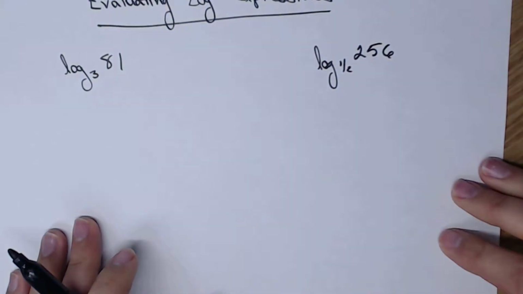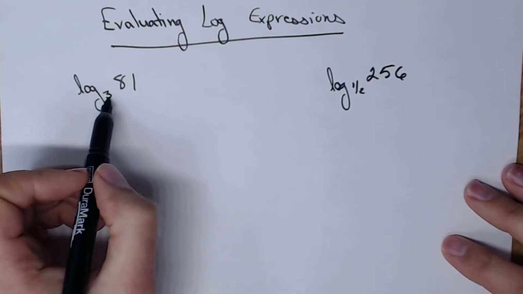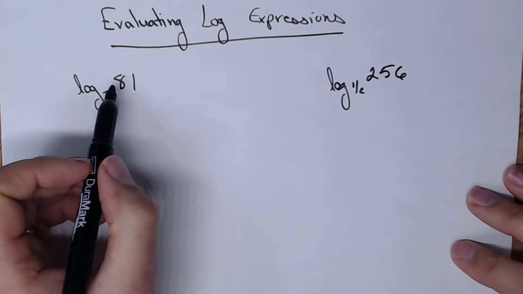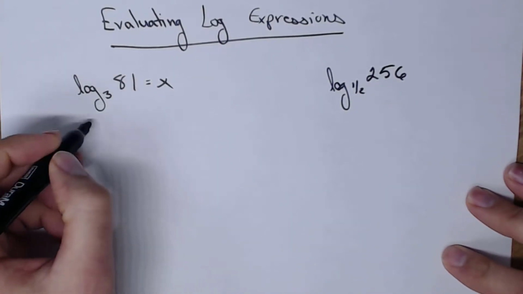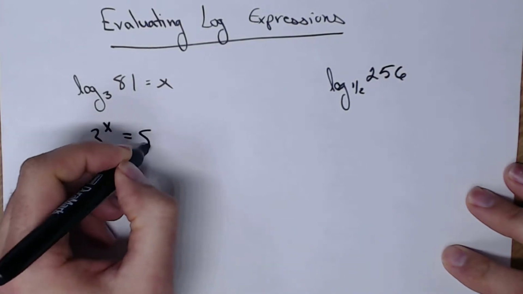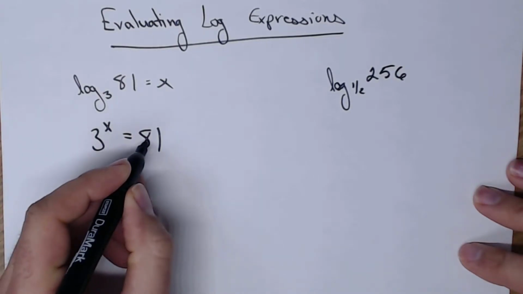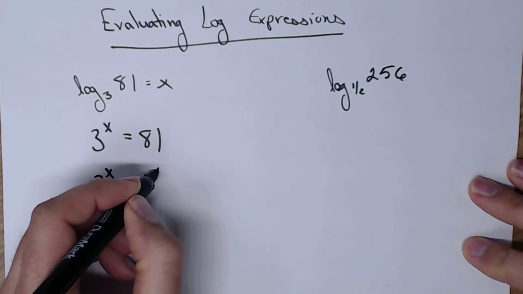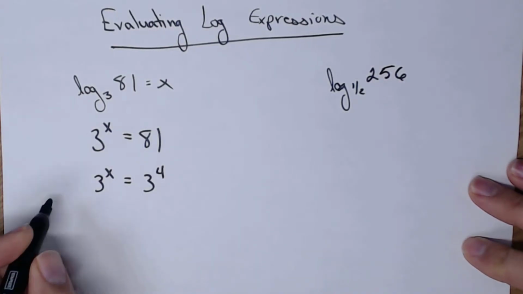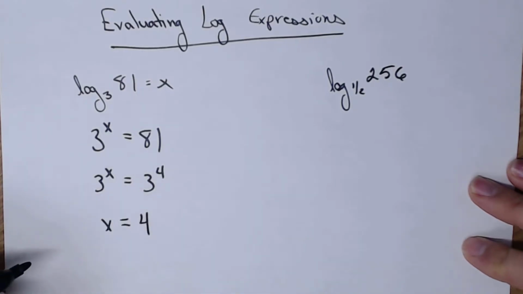Last page here, we are going to evaluate or solve for these logs. What exponent on 3 gets you 81? Well, I'm going to start off by throwing in an equal sign and an x. Going from log form to exponential form, 3 to the x equals 81. Well, we've done this before, and we've always had these as the same base. So let's do that again. 3 to the x equals, well, 3 to the 4th is 81. And then our bases are the same, so those exponents must be the same.